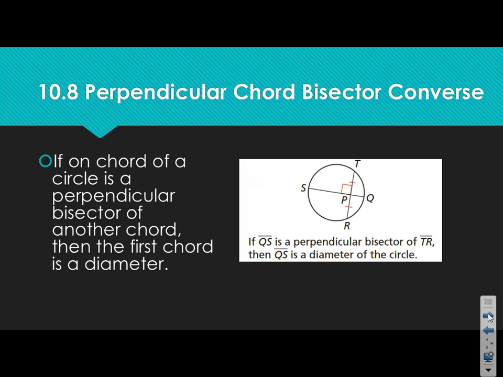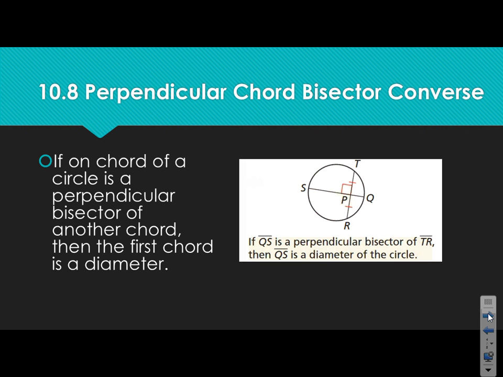All right, the third one is 10.8, a perpendicular chord bisector. We're looking at the converse, so now we're just going the opposite way. This says if a chord of a circle is the perpendicular bisector of another chord, then the first chord is a diameter.